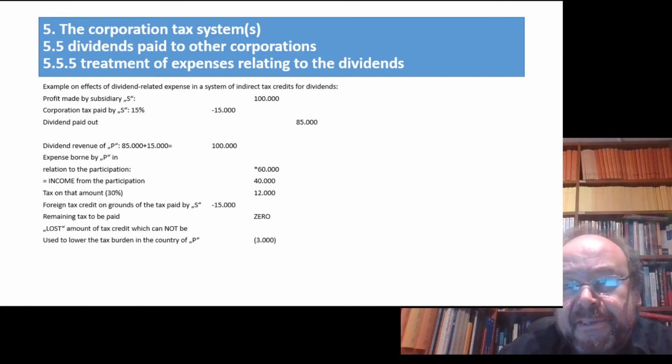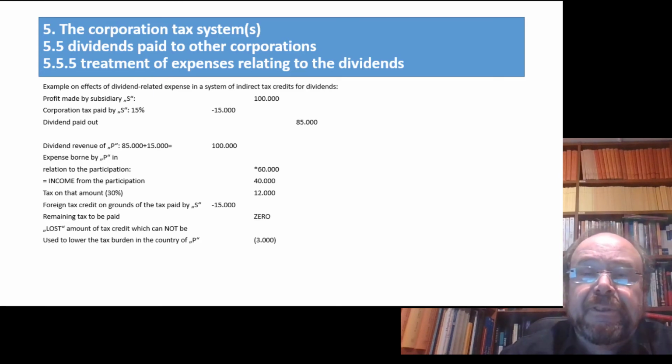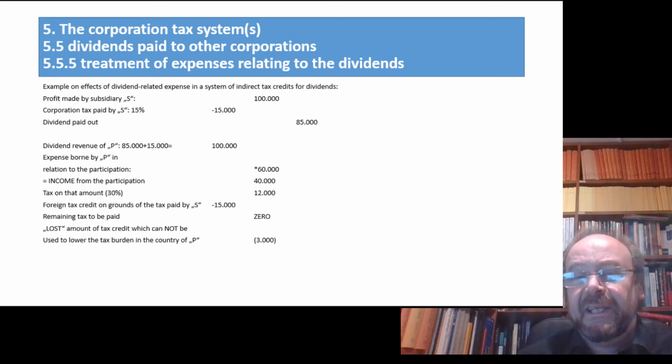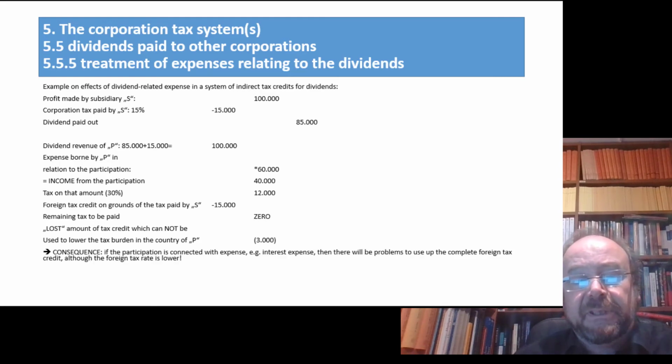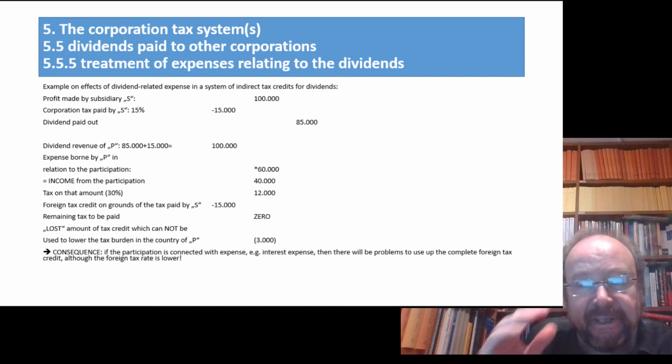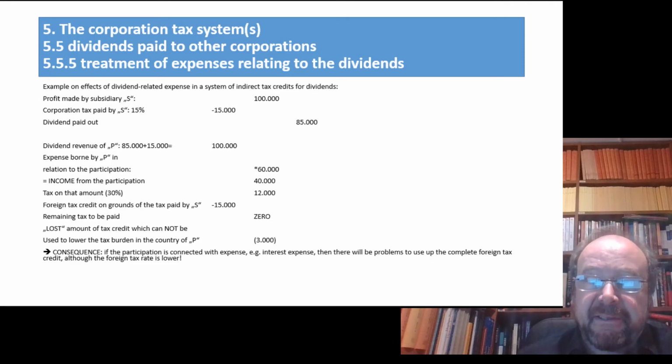This will get lost. You will usually not be able to carry a tax credit forward to the future, or you will not be able to transfer it to other sources of income. It will be simply lost. So that's not nice. So you see that probably here, in a system of that indirect tax credit, expenses might create, in the end, depending on the constellation, economic problems, because you end up with a higher tax burden than you originally expected.